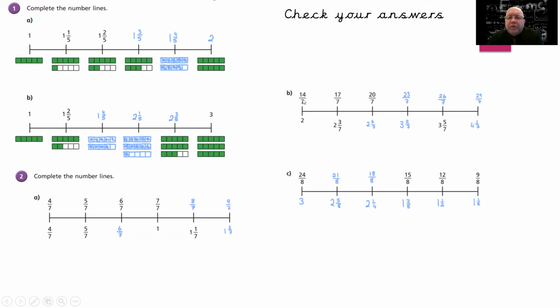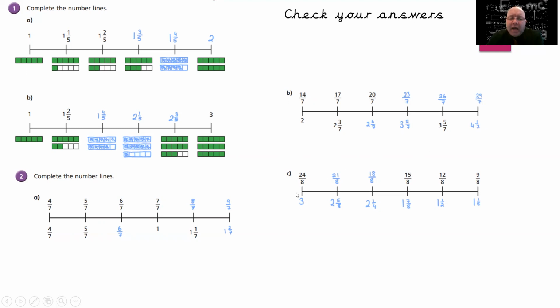On B, we've got 14 sevenths, 17 sevenths, 20 sevenths. We've added 3 sevenths each time. So let's carry on that top row to 23 sevenths, 26 sevenths, 29 sevenths. And then on the bottom, we need to check for the equivalent mixed number. The 14 sevenths is the same as 2. 17 sevenths is 2 and 3 sevenths. 20 sevenths is 2 and 6 sevenths. 23 sevenths is the same as 3 and 2 sevenths. 26 sevenths is 3 and 5 sevenths. And 29 sevenths is 4 and 1 seventh. Big ticks there if you got those.